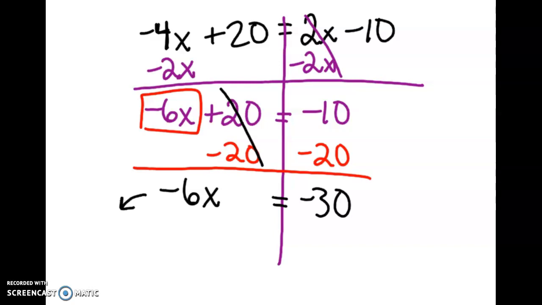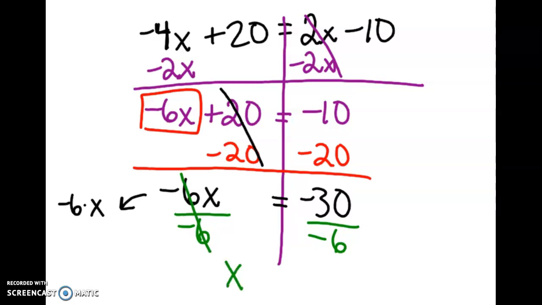I want to remind you once again that negative 6x means negative 6 times x. That's multiplication. The opposite would be to divide. So we're dividing both sides by the number in front of the x, which is negative 6. Negative 6 divided by negative 6 is 1, so we have 1x equals, and negative 30 divided by negative 6 is a positive 5. And there is our solution.